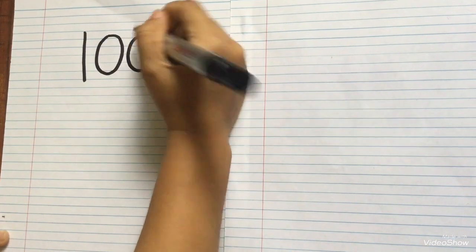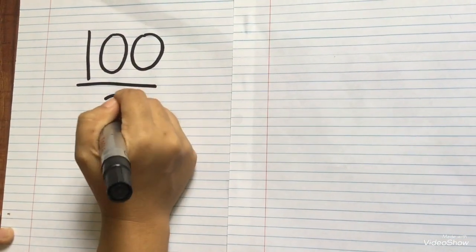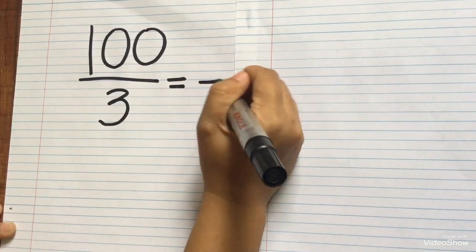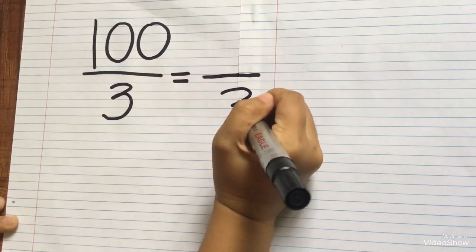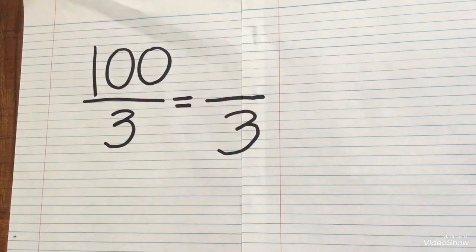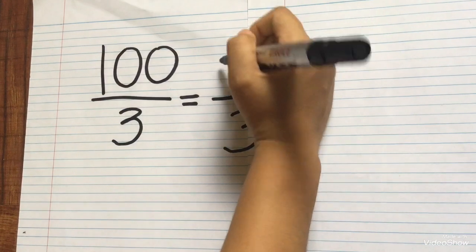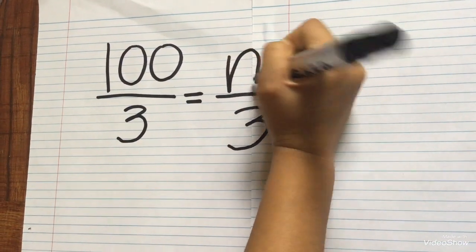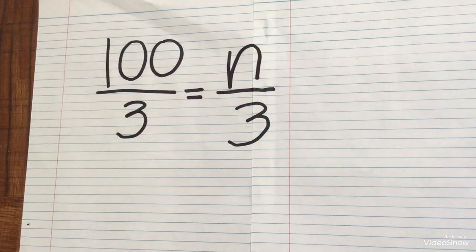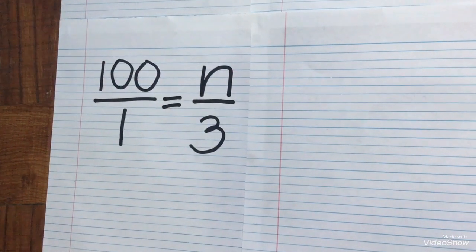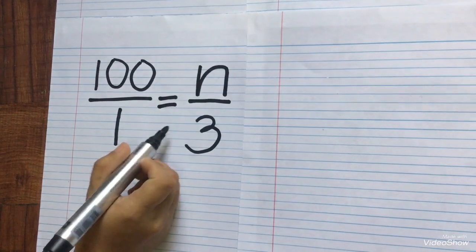We have 100 is to 1 is equal to N over 3. We're going to put the letter N temporarily to stand for the number that is unknown. We're going to use cross multiplication to find the missing number.